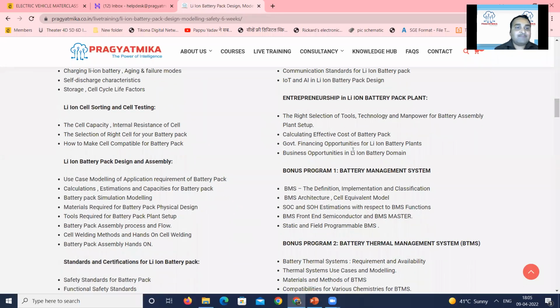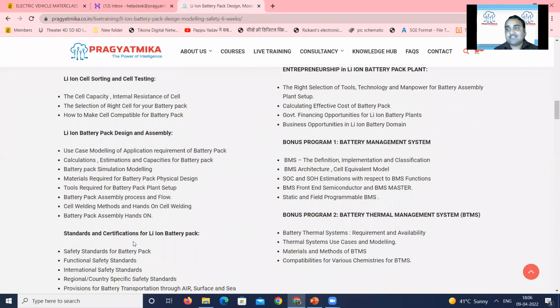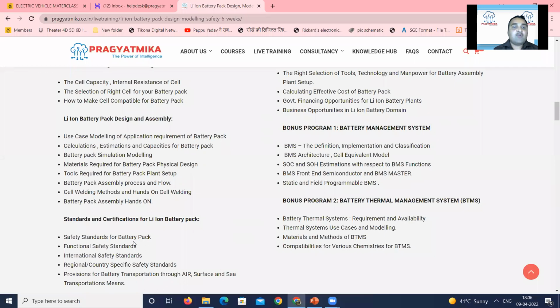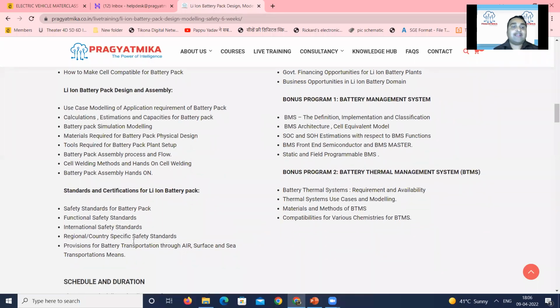Then in the design part, we take care of your electrical design, the mechanical design, the thermal design, and all of the things. What are the different welding methods, how the welding is processed, what is a good welding, what is a bad welding. All these things are shown to you properly. And how do you test these things? That's what we also let you know. What are the different safety standards and certifications that you require for your battery pack? And that is global, not only for India.